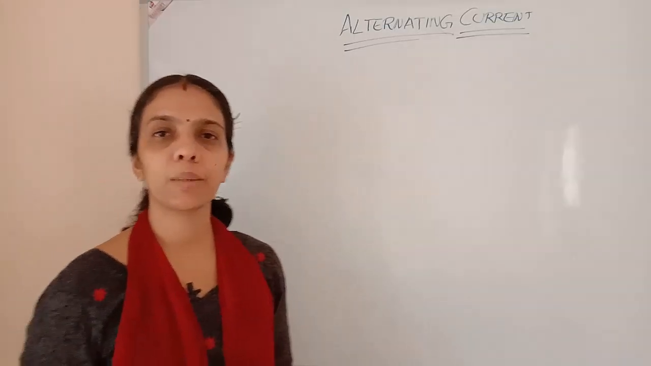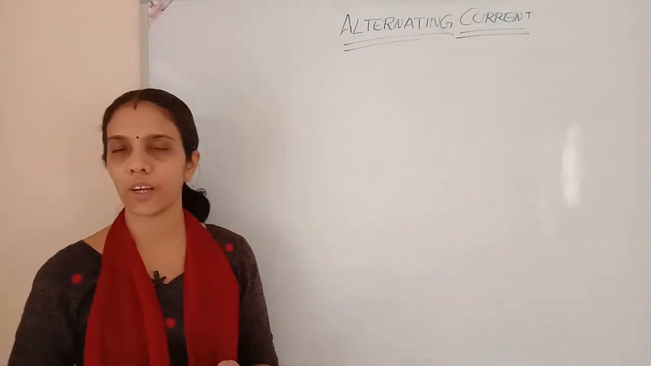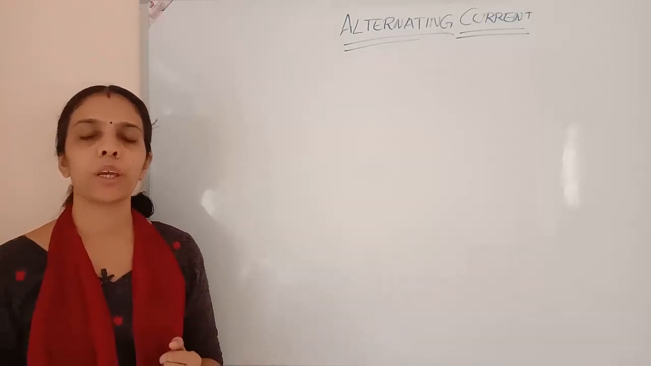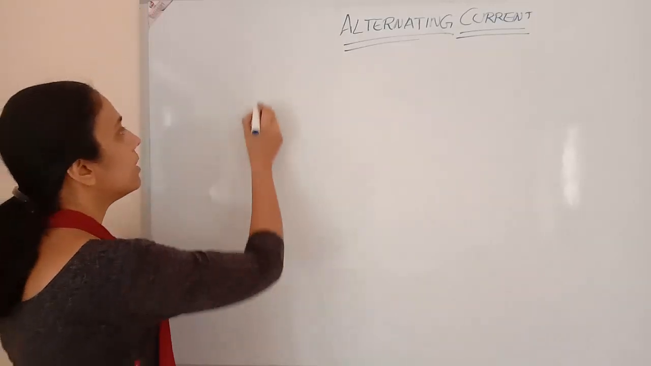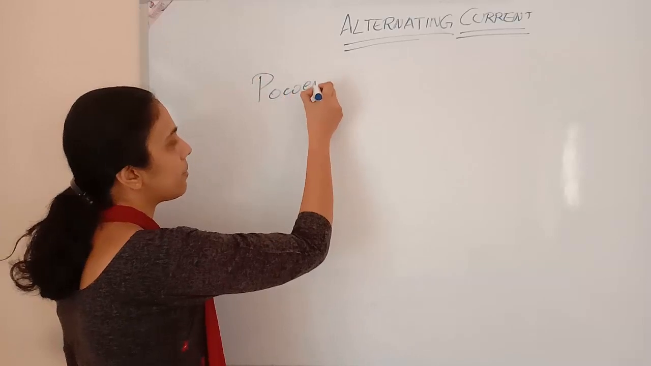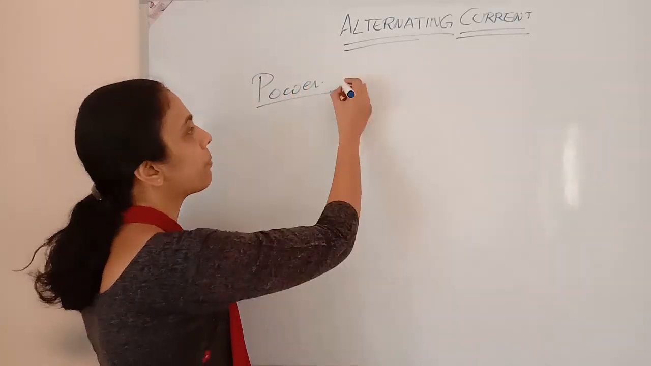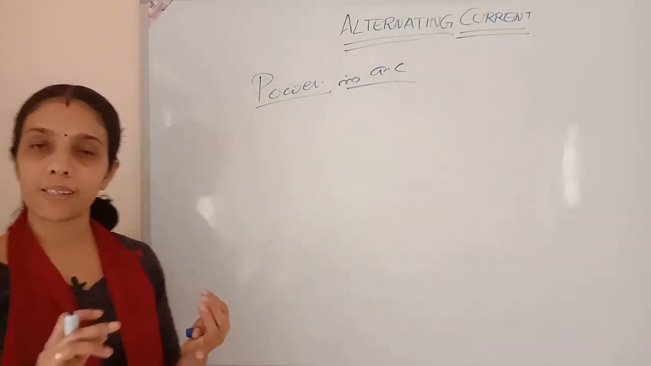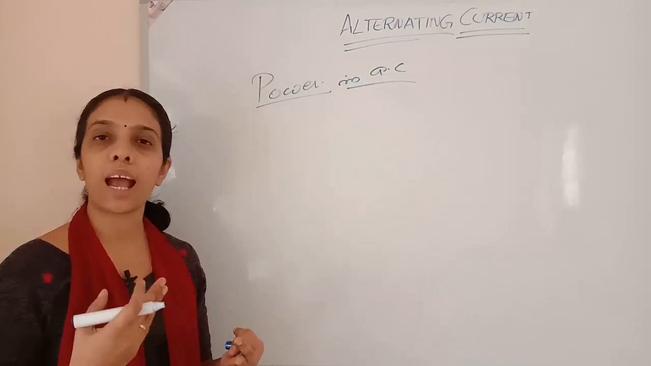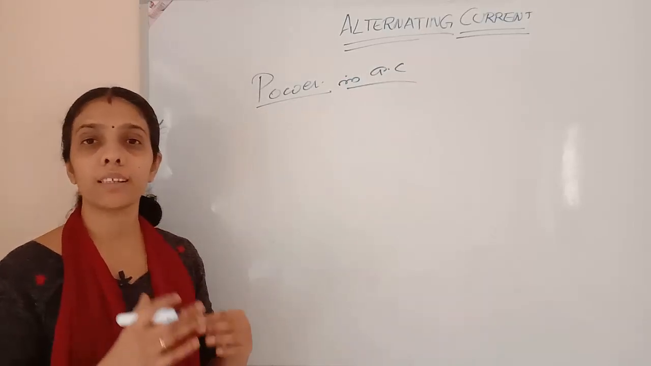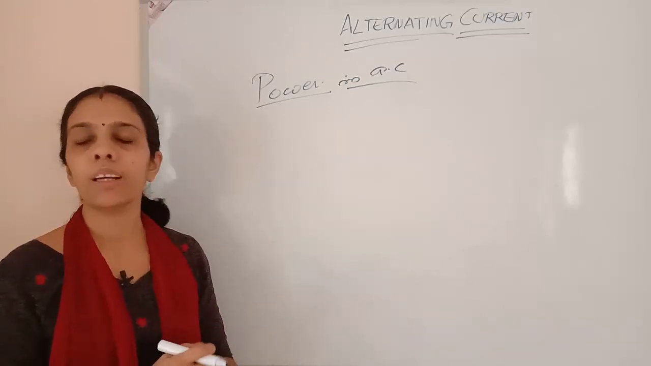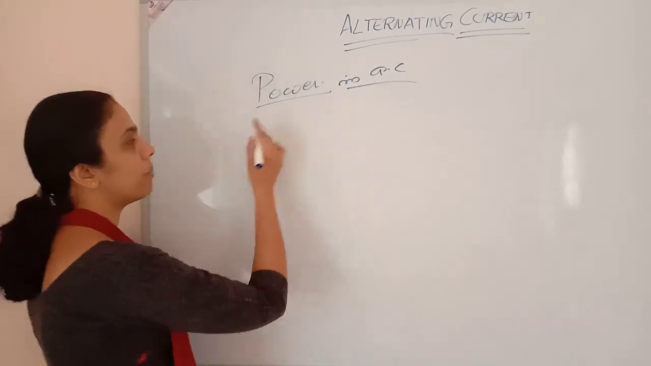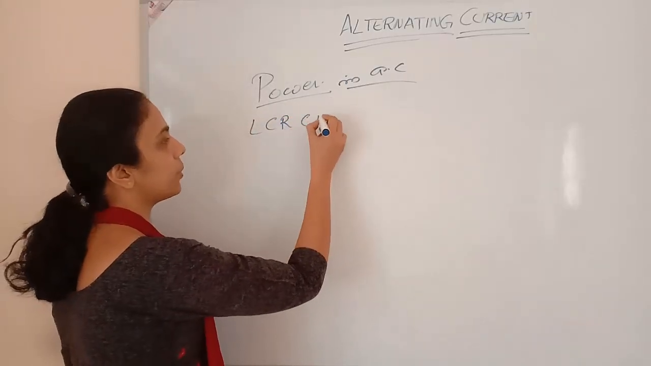In last class, we learned about resonance and sharpness of resonance. Today, we are going to study the power factor. Power of an AC circuit: what is the power dissipated in an AC circuit? Already we learned about the average power in the case of a resistive circuit, a capacitive circuit and an inductive circuit. Now, in the case of an LCR circuit, how will the power be?